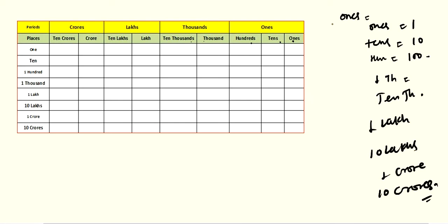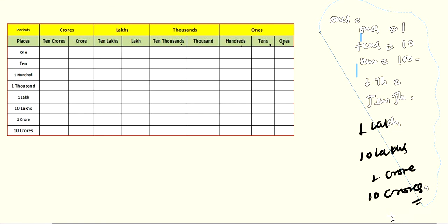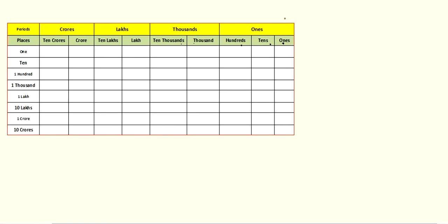So now how can we count? For example, if digit 1 is given, and you know 1 is ones, so you will write 1 here, and all other places are empty. Why? Because only 1 is given. Then if 10 is given, as I told you in the starting, we write from right towards left. So first write 0, then 1, that is tens.